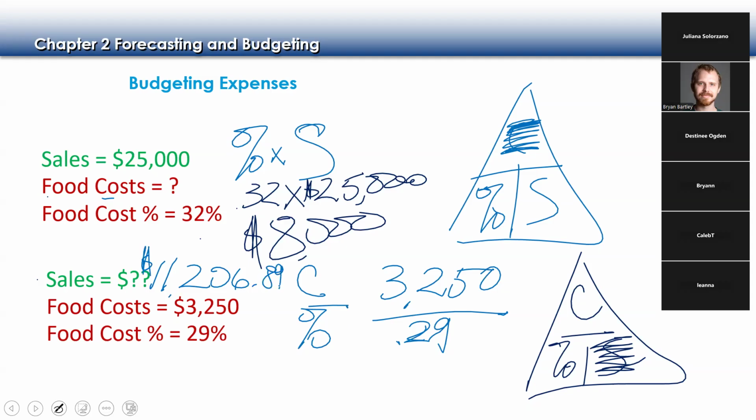So that means at the end of the day, end of my time period, if I spent $3,250 on food ingredients, when I go to that cash register and run a report, my sales needs to be $11,206.89. So I'm testing to see, did I actually measure up to the budget that I set for myself?